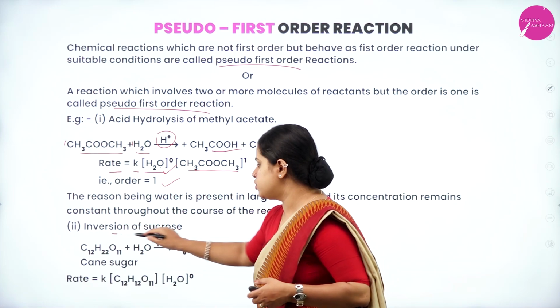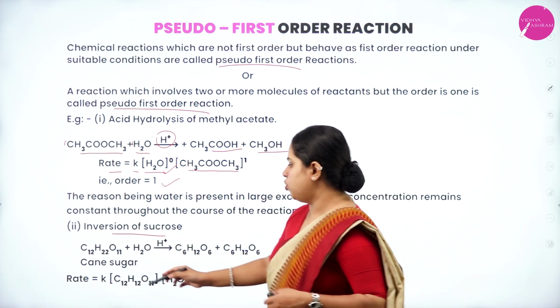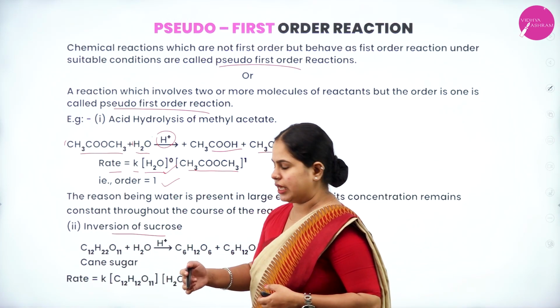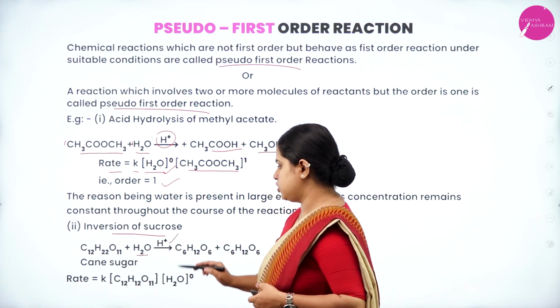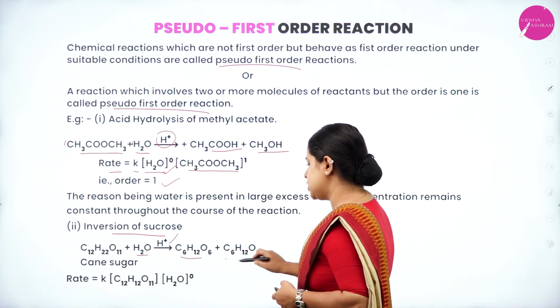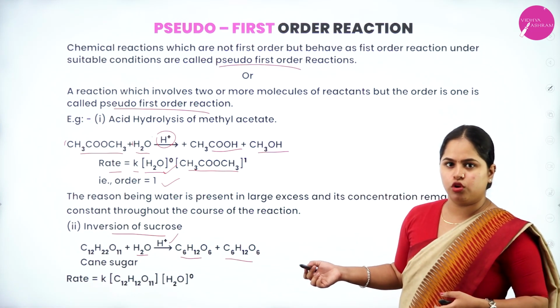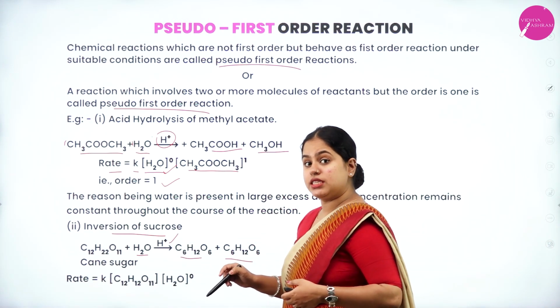Now inversion of sucrose is also an example. So sucrose is C12H22O11, which is cane sugar, again undergoes hydrolysis in presence of an acid. You will get C6H12O6 and C6H12O6, that is 2 molecules of glucose you will get. Here also you can see the rate expression.